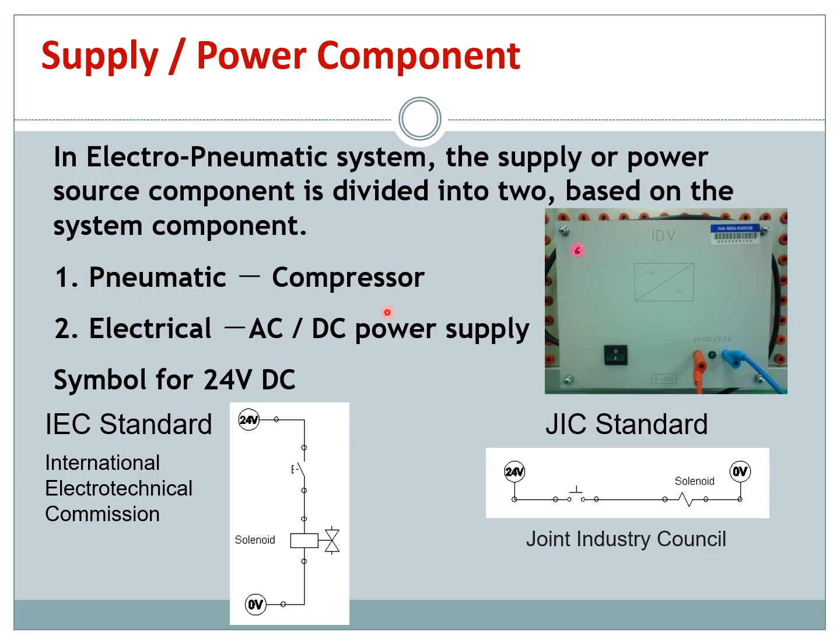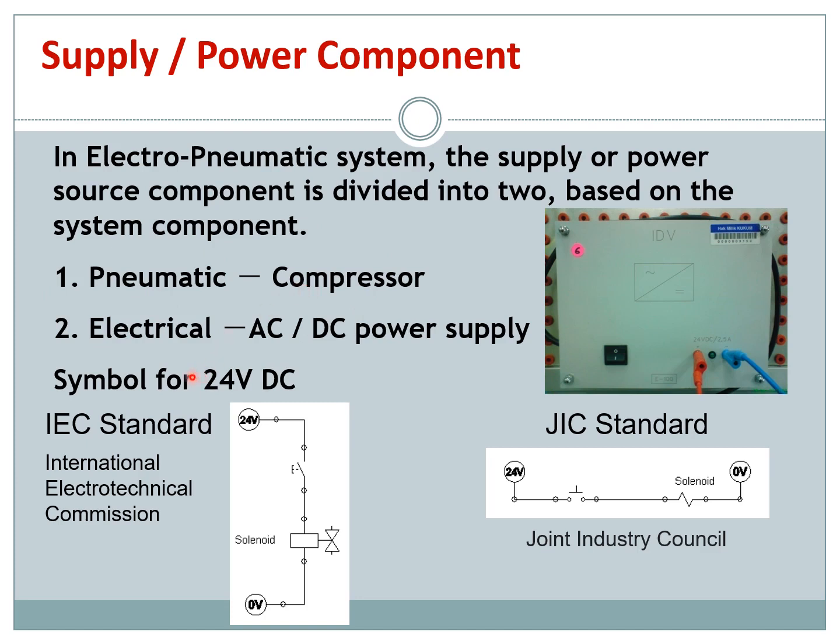So you need to combine both, and you need to have both the compressor and also an AC or DC power supply in your electropneumatic system. Okay, so you cannot use a pneumatic compressor to power electrical, or vice versa. You use electrical to power a pneumatic. It cannot work that way. So your system must have both.